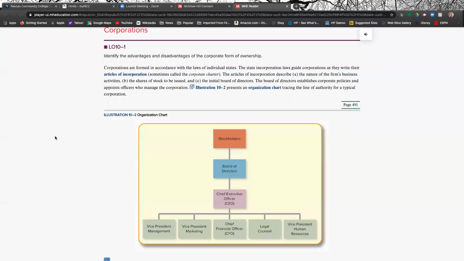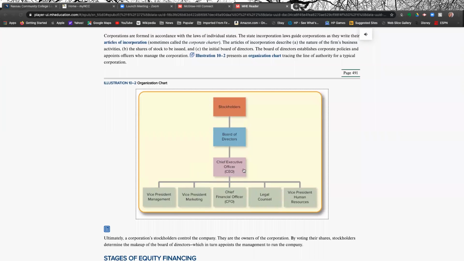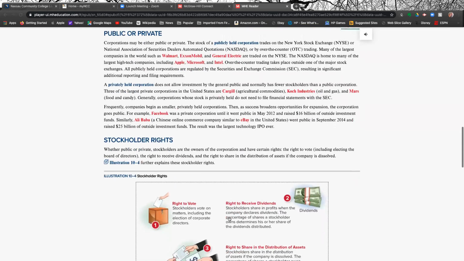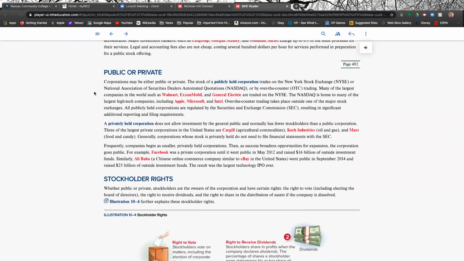You may have come across this before, but very briefly, the stockholders elect who's on the board of directors, and the board of directors in turn hires the chief executive officer, who is very often the president of the company, and then the president of the company hires a management team, right? The various vice presidents.